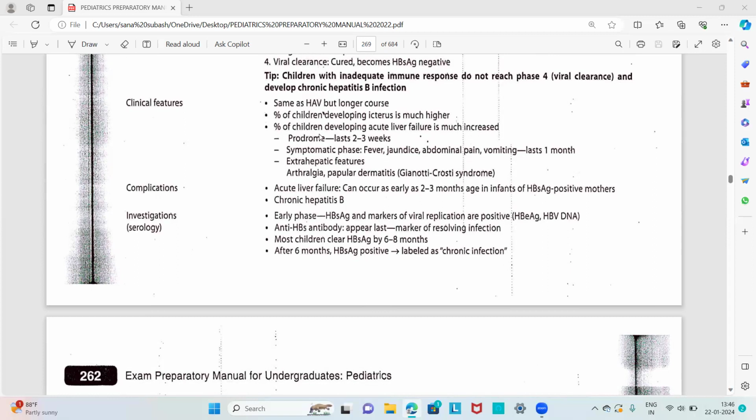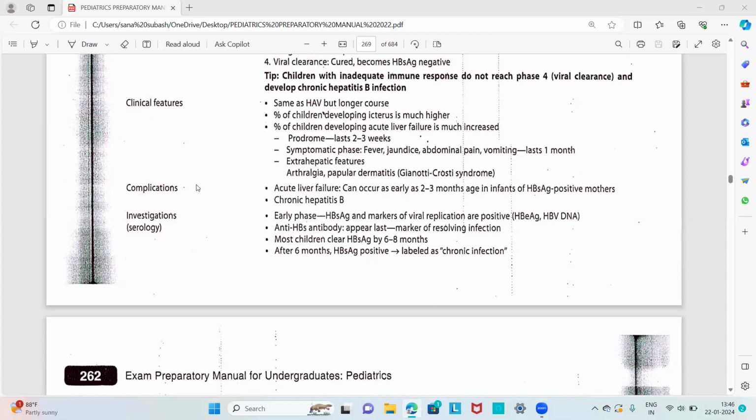Then the clinical features of hepatitis B infection are the same as those of hepatitis A virus. The prodrome stage lasts for 2 to 3 weeks. Then a symptomatic phase, characterized by fever, jaundice, that is yellowish discoloration of the mucous membranes and sclera, abdominal pain and vomiting, which lasts for 1 month. Then extrahepatic features like arthralgia and papular dermatitis, also called Gianotti-Crosti syndrome, occur because of immunological reactions.